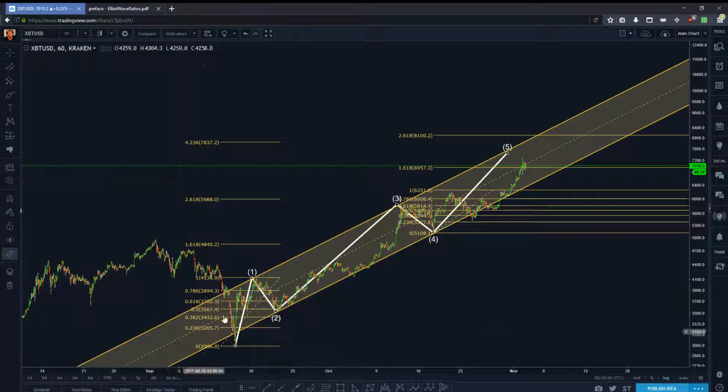And on this chart, it looks great. It goes right in between those waves, the highs and the lows.